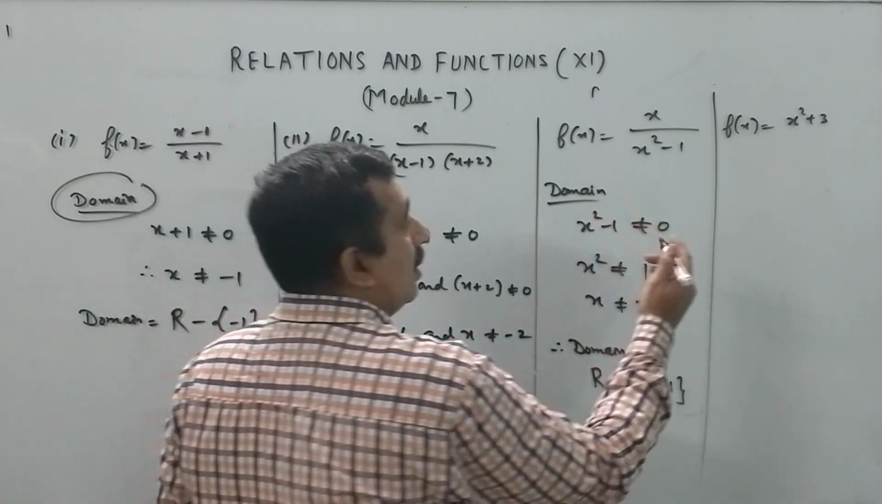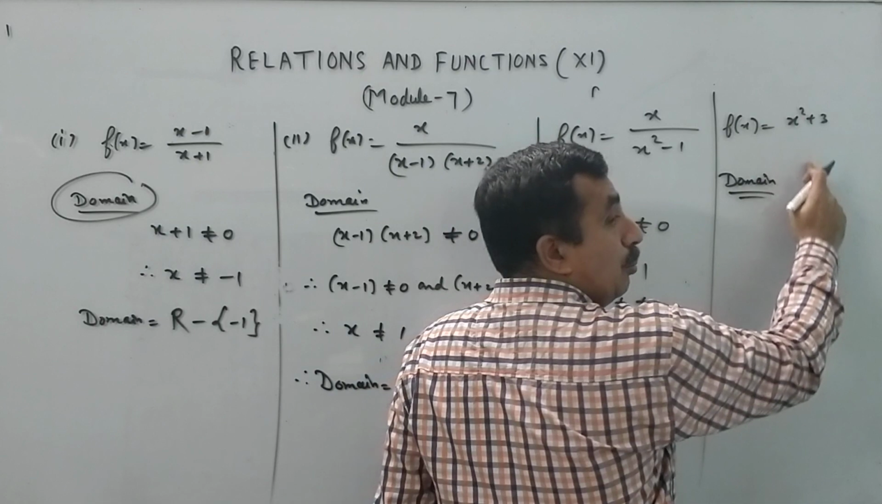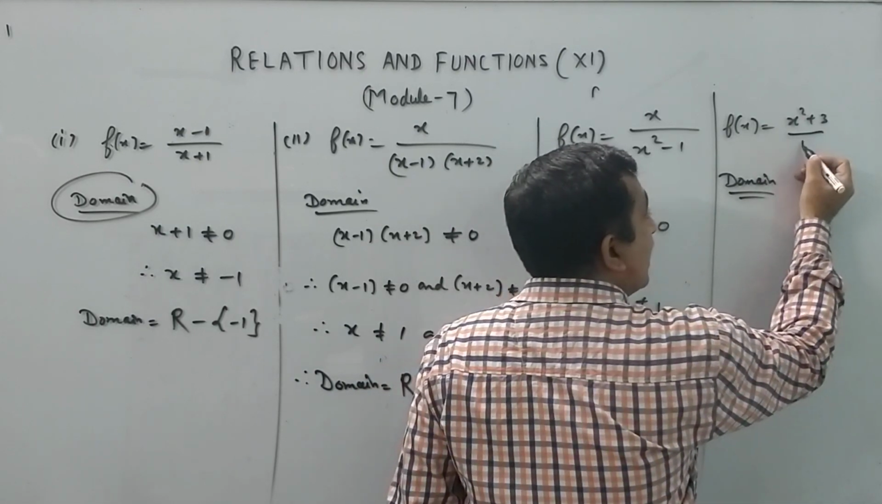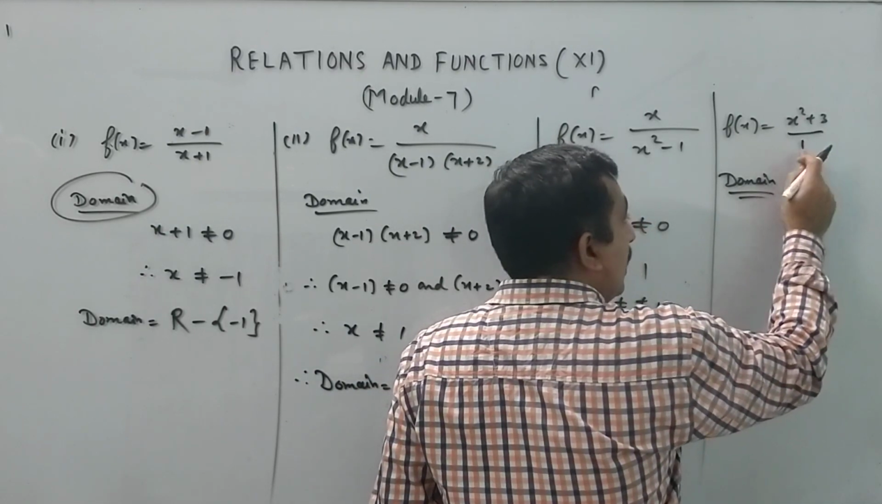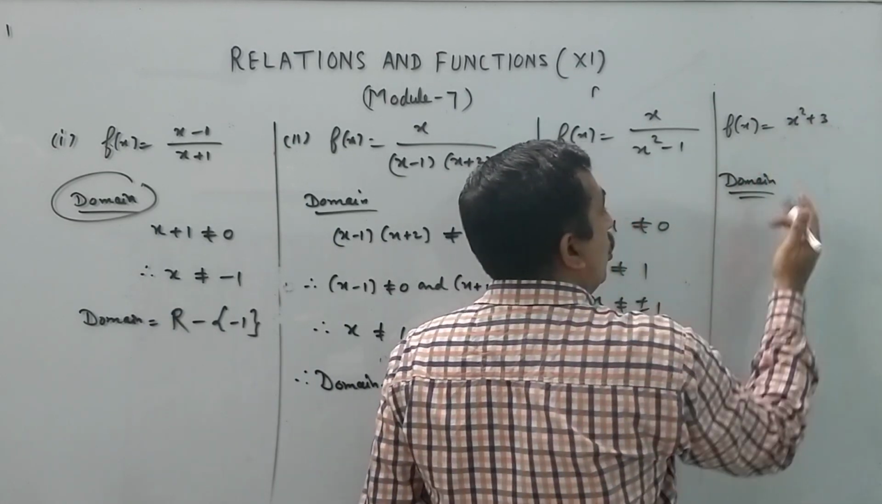So again, for this question, what is in the denominator? In the denominator it is 1. And 1 can never be equal to 0. So what is the domain here? The domain is R.